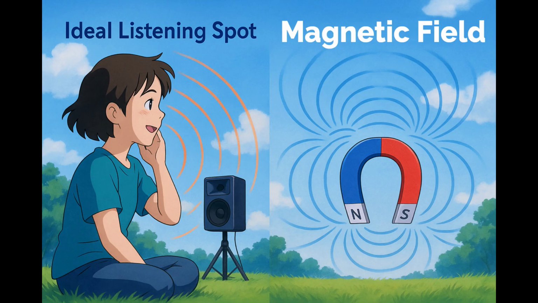In this analogy, the music represents the magnetic force. The speakers are the magnet, and the area where you can hear the music clearly is the magnetic field, illustrating how both involve a zone of influence that determines interaction.